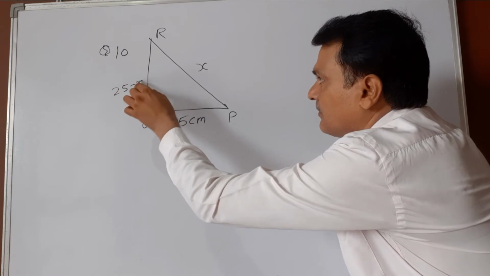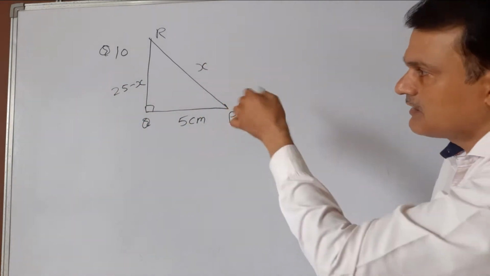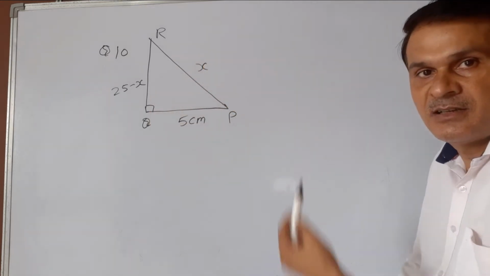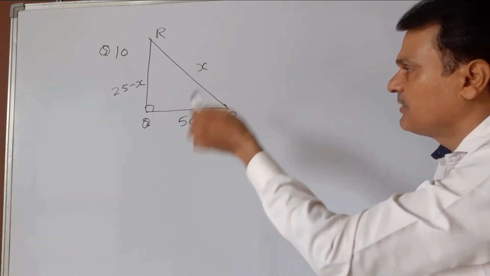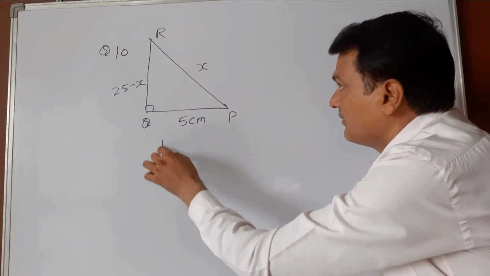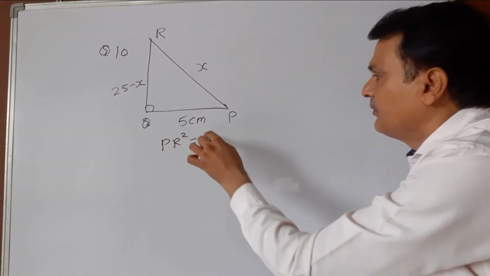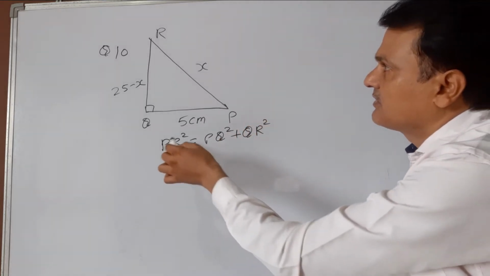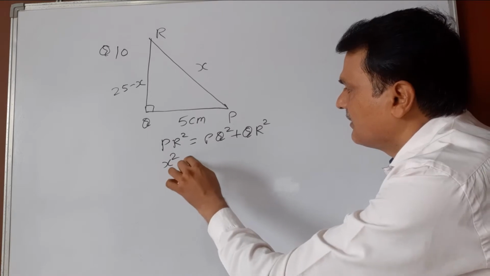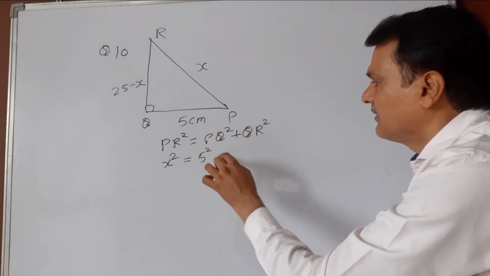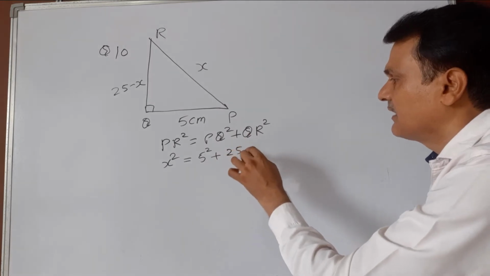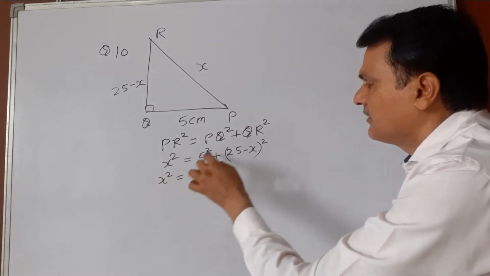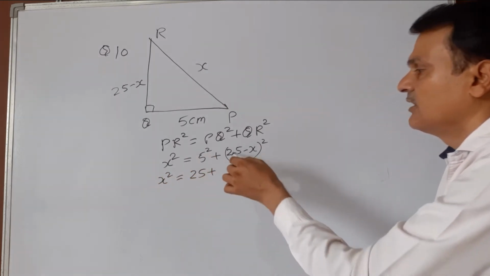If the sum of two sides is given, we can let any one of the sides be X. We can let QR as X, then PR will be 25 minus X. Now we apply the Pythagoras theorem in triangle PQR, and PR square equals PQ square plus QR square. So PR square has a value of X square, equal to PQ as 5 square plus QR as (25 minus X) whole square. And here we get X square equal to 25 plus (25 minus X) square.